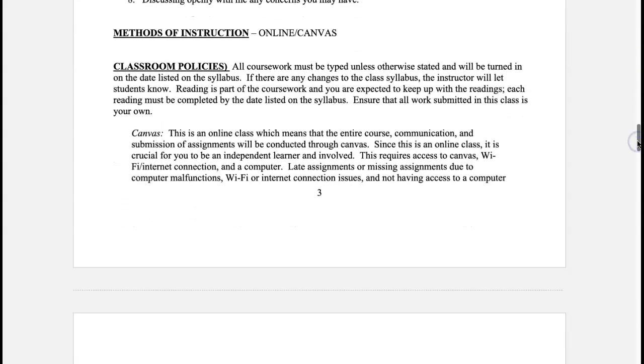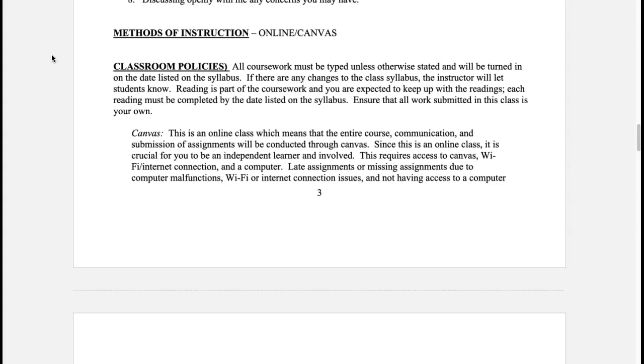When it comes to the classroom policies, one of the things I do want to point out is Canvas. Canvas is where we are having this course. It is an entirely online class, so you want to make sure that you're familiar with Canvas. You want to make sure that you know how to navigate it. Also, you want to make sure that you have a reliable Wi-Fi or internet connection. This is very important because if you don't have a reliable internet connection, you won't be able to submit your work. And please make sure that you allow yourself enough time to submit your work.